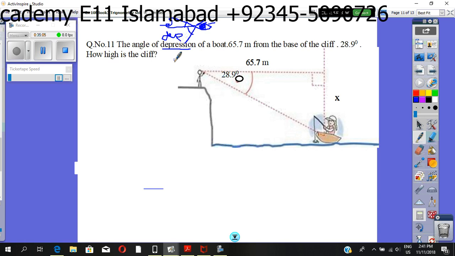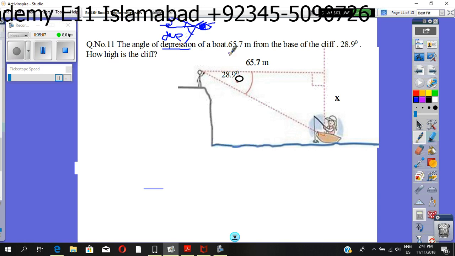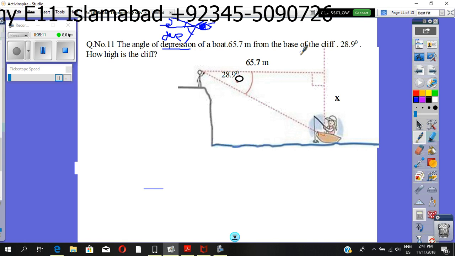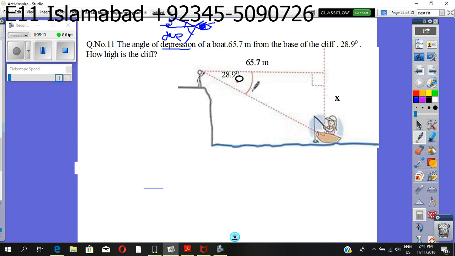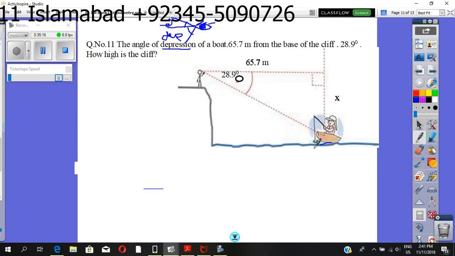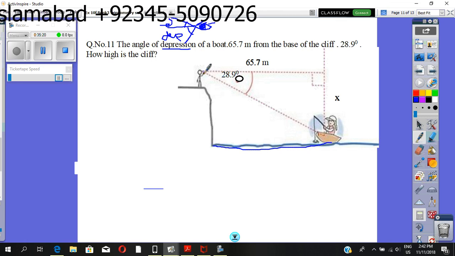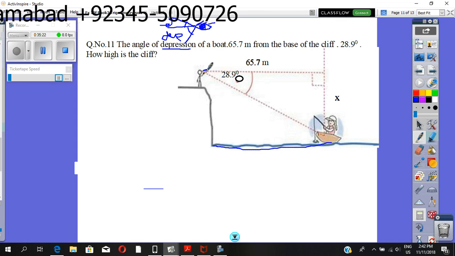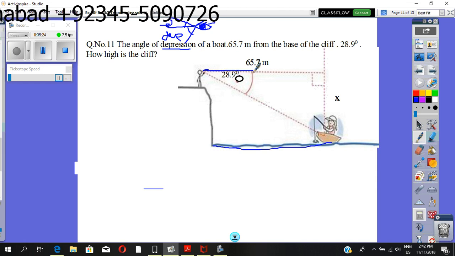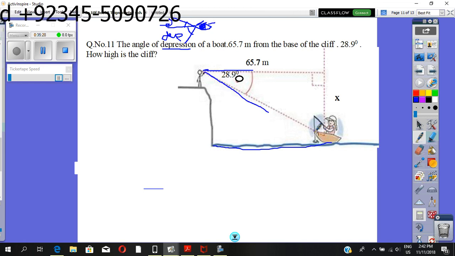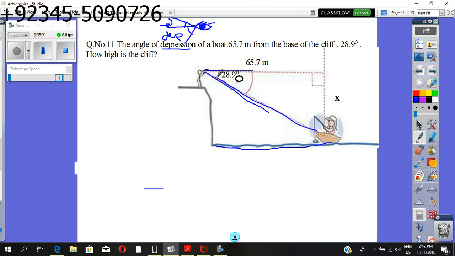Now, the angle of depression of a boat is 65.7 meters away from the base of the cliff. You can say this is the base of the cliff. And if we draw the straight line, the person is here, upward, and he observes here. This is the boat. Someone is fishing over here, not me. I like fishing, but this fishing is not.